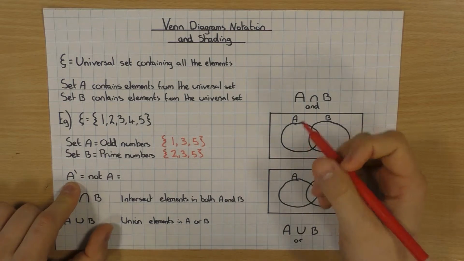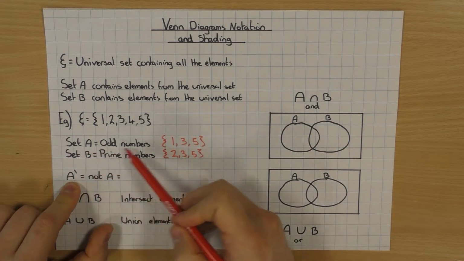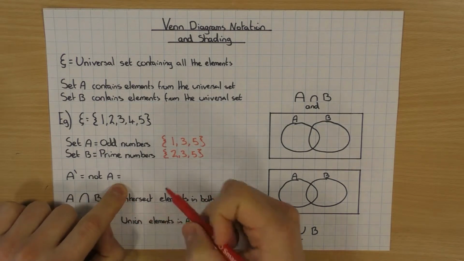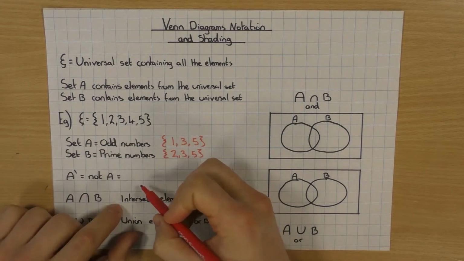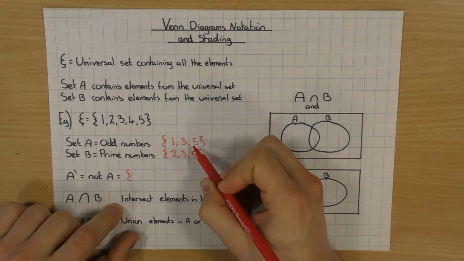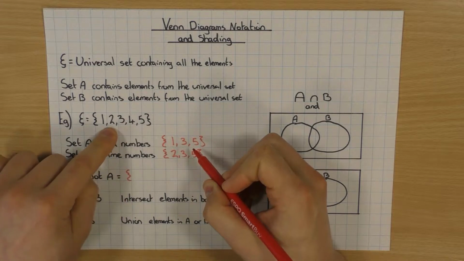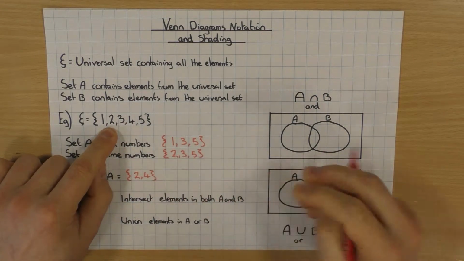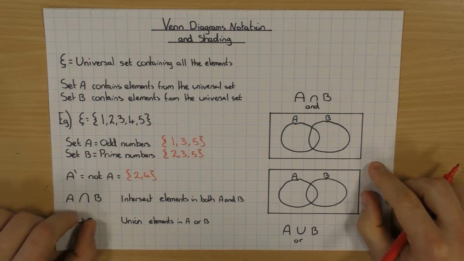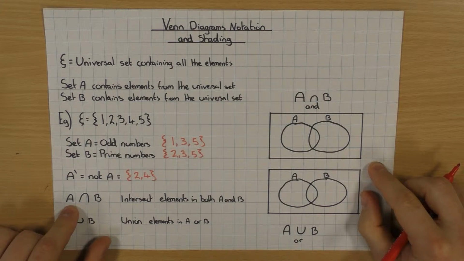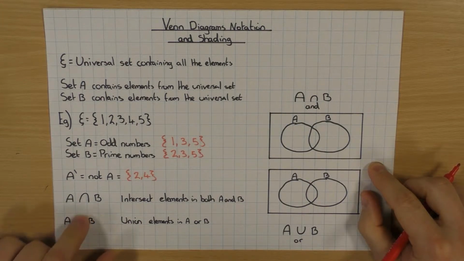This here, when it's got a little dash, so set A is just the odd numbers, a little dash just means not A, but again, only from this universal set. So if set A is 1, 3, and 5, not A must be 2 and 4. Okay, so again, just a little bit of notation there. Little dash just means it's not. Okay, you can also have these two symbols here.